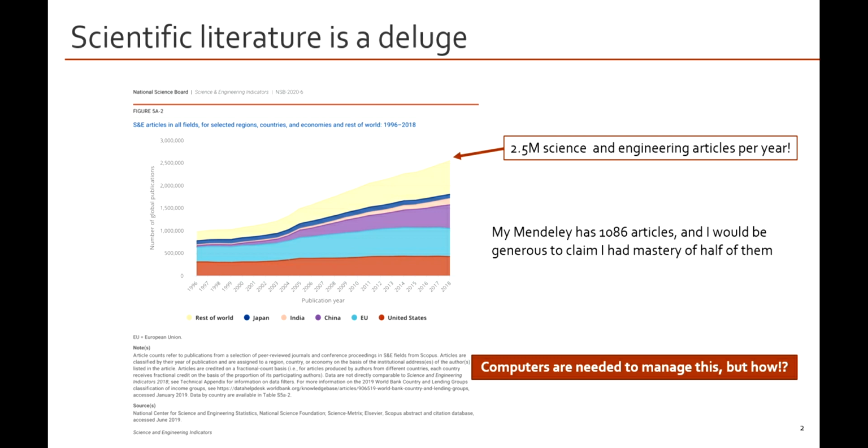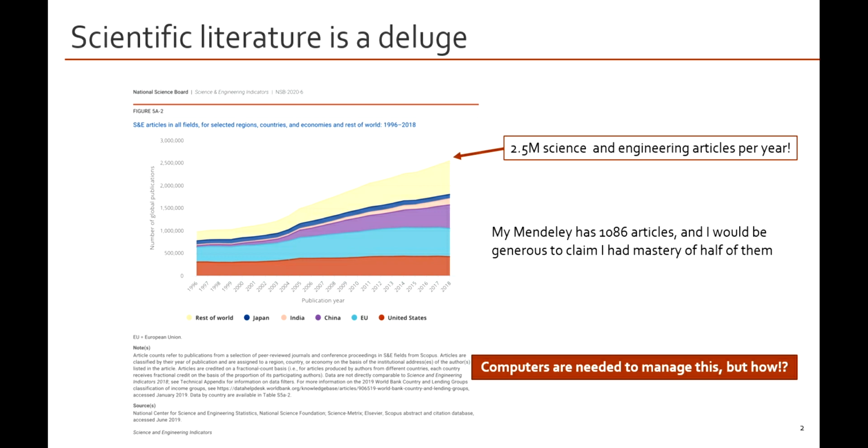So the real motivation for using computing to help out in understanding the scientific literature is really the scale of scientific literature. This is a chart from a recent report from the National Science Foundation that showed how in 2018 there were 2.5 million science and engineering articles published. And this is a trend that's been growing steadily over time. They could show that was only 1 million back in 1996.